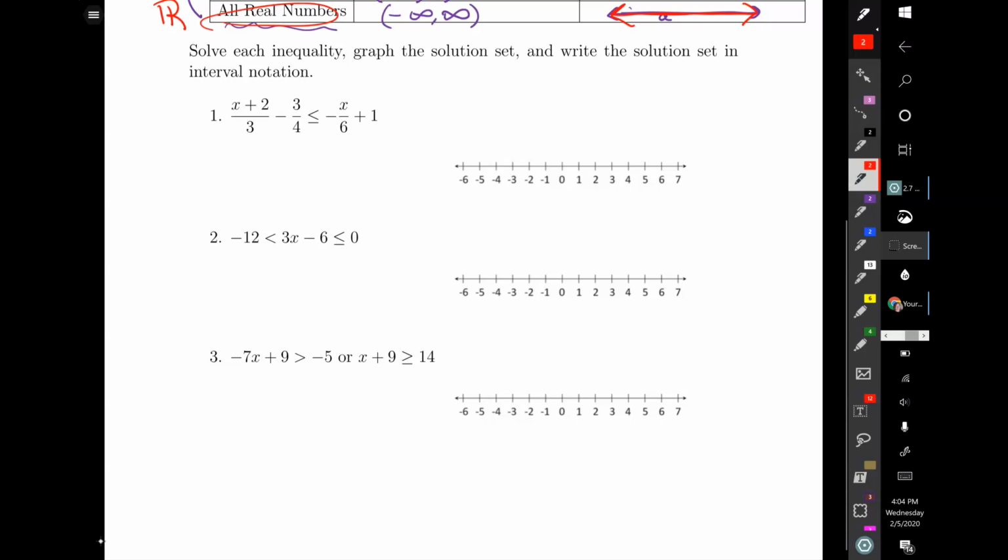You're just going to carry it down on this one until you have a situation where you divide by a negative, but let's see what happens on this one. So you have x plus 2, and remember we want to put parentheses around numerators when we have expressions in them. The numerator is a grouping symbol, as is the denominator. So we have x plus 2 in parentheses, all divided by 3, minus 3/4 less than or equal to negative x over 6 plus 1. So I want you to try to clear that and start the problem and see how it goes.